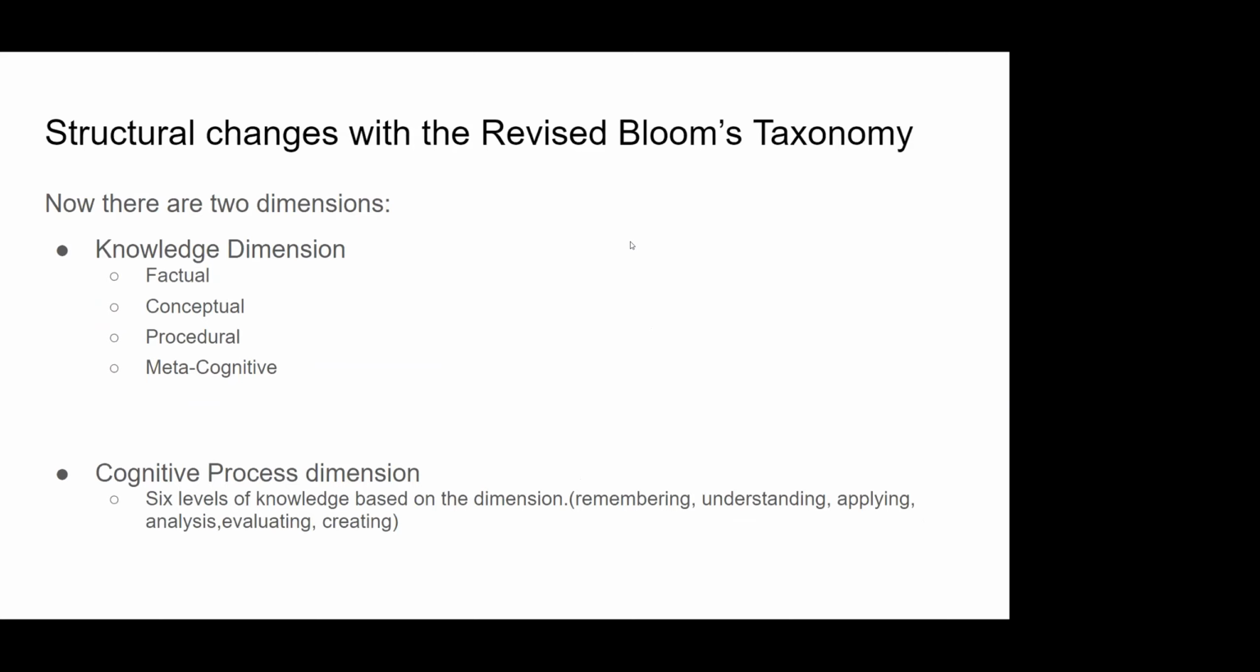So there are structural changes involved with Bloom's taxonomy as well, where they expand upon the knowledge domain. Now the knowledge domain would have 2 different dimensions: a knowledge dimension and the cognitive process of each. There are 4 separate types of knowledge dimensions: factual knowledge, conceptual knowledge, procedural knowledge, and metacognitive knowledge. The cognitive process dimension consists of 6 levels based on the dimensions, like in the previous model: remembering, understanding, applying, analyzing, evaluating, and creating.